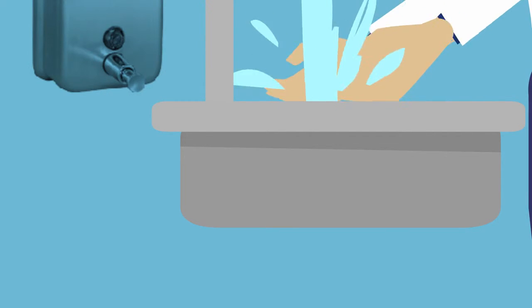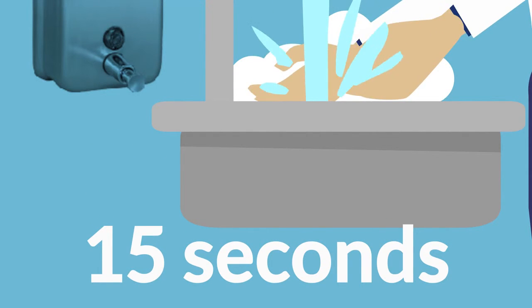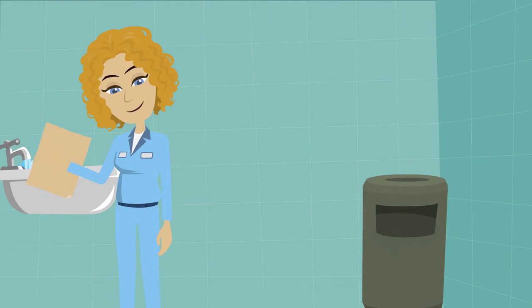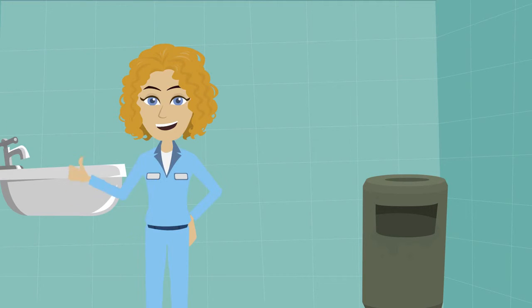When using soap and water, you should wet your hands and apply the soap and spend at least 15 seconds rubbing your hands with soap so the germs and debris become detached from the layers of the skin and are rinsed down the drain. Dry hands with a paper towel and use the towel to turn off the faucet.